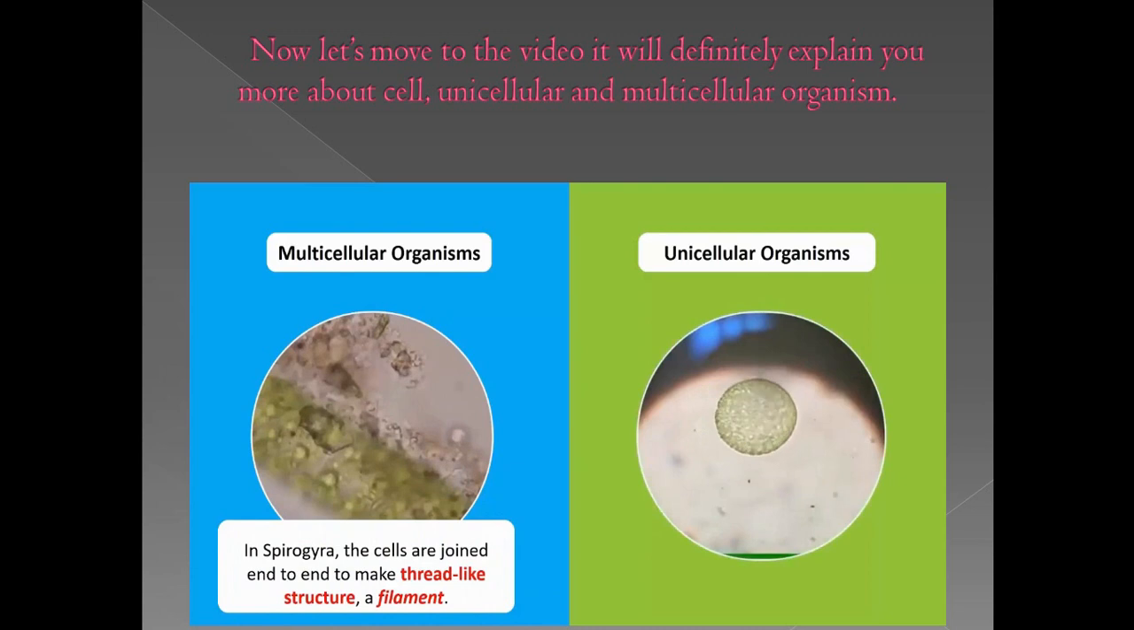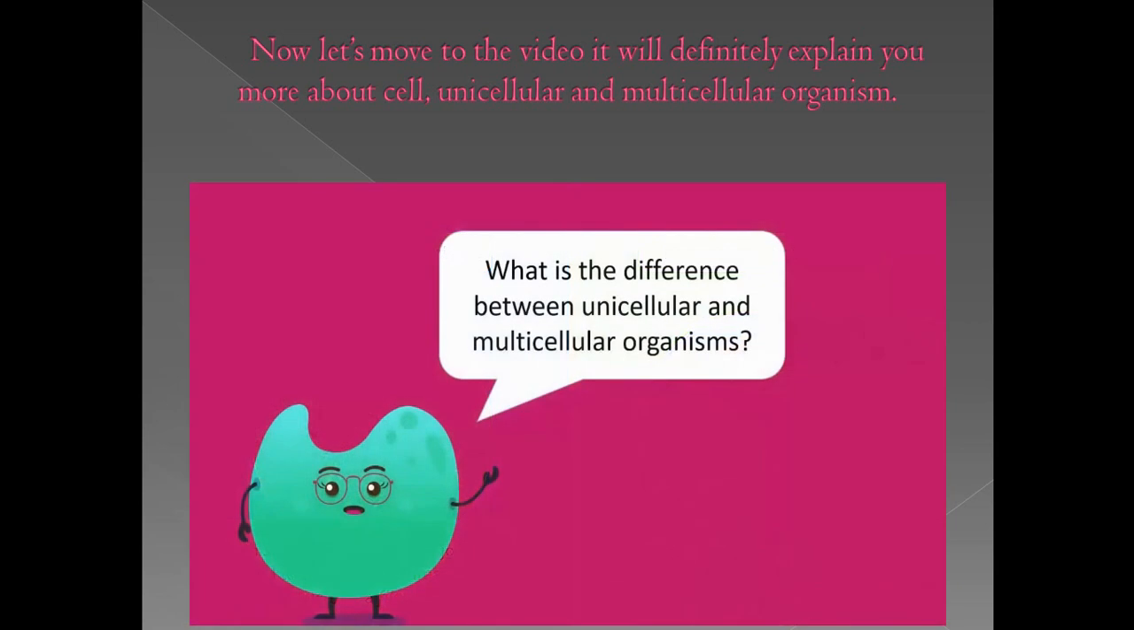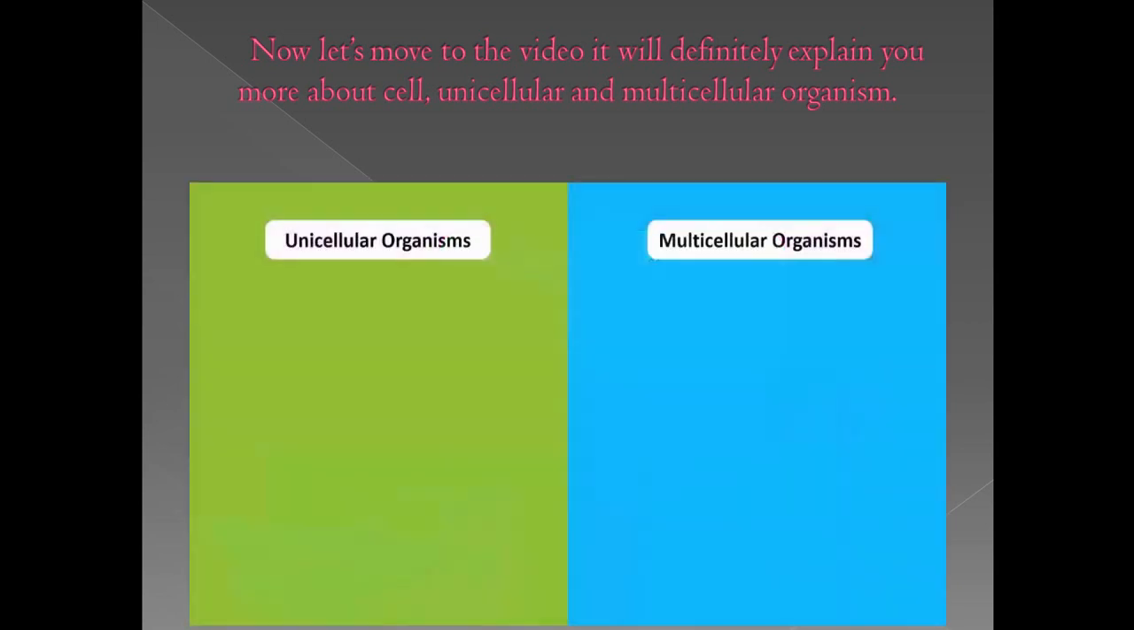However, most unicellular organisms are microscopic. Sometimes they live like a colony, which is why we can see them without a microscope. Uni means one, multi means many.